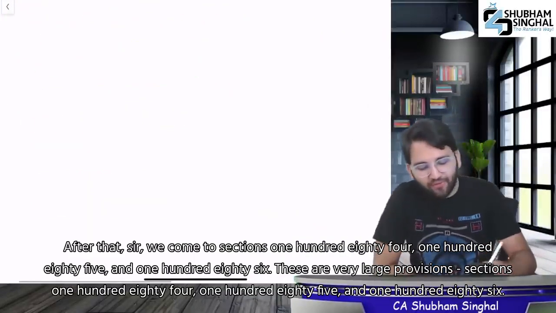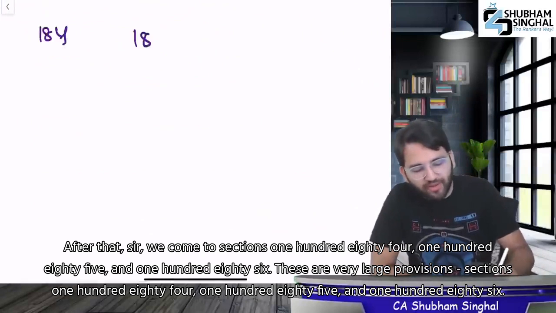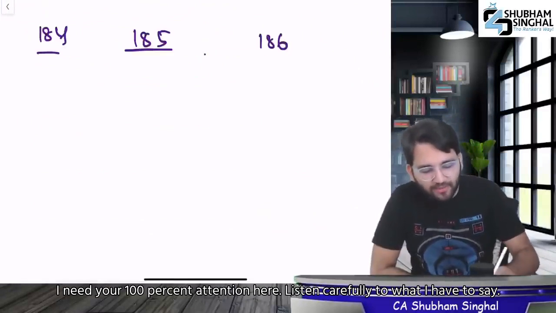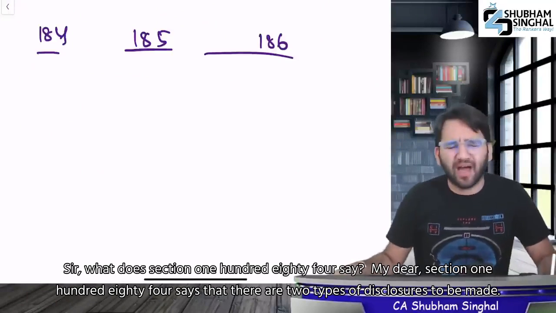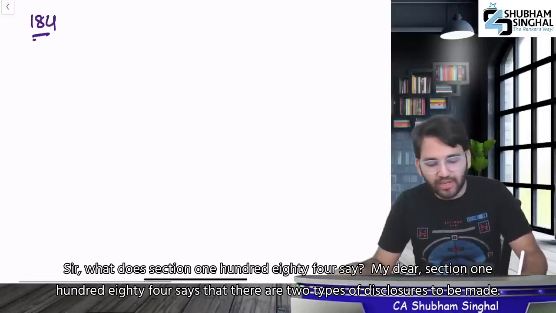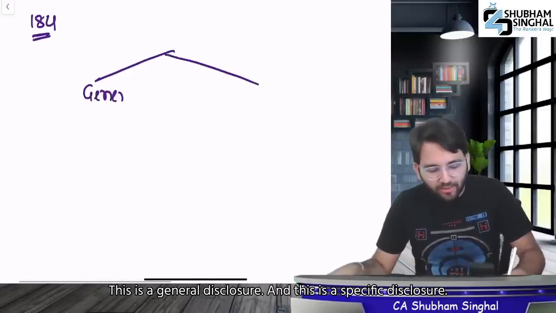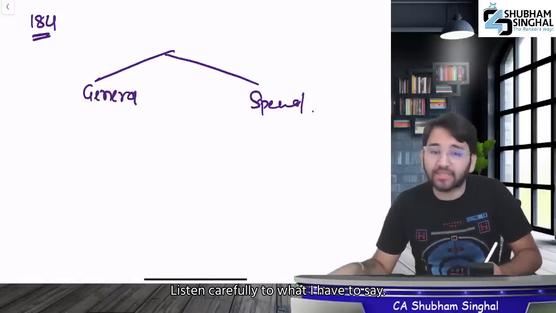Sections 184, 185 and 186. These are very large provisions. Sections 184, 185, 186. I need your 100% attention here. Listen carefully to me. What does section 184 state? It says that there are 2 types of disclosures. One is general disclosure and the other is specific disclosure. Listen carefully to me, guys.